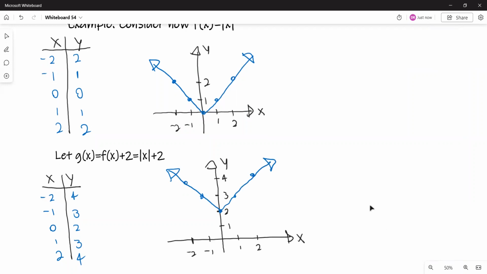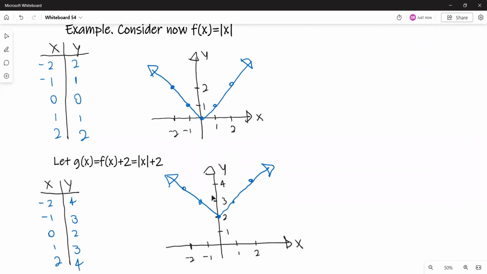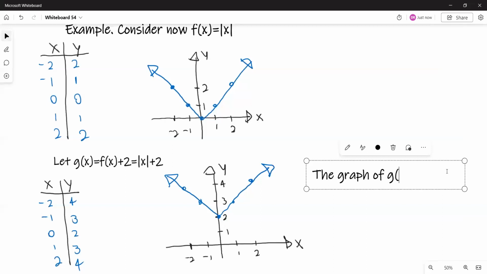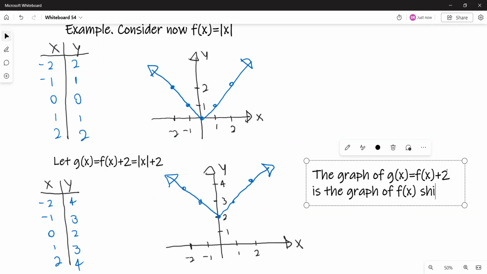Okay, so now if we compare the two graphs, the graph of g is the graph of f shifted 2 units upward. So the graph of g of x, defined as f of x plus 2, is the graph of f shifted 2 units upward.